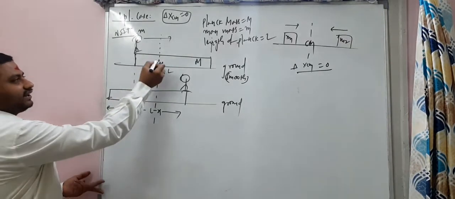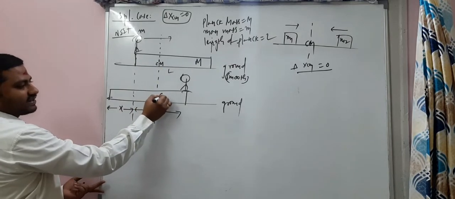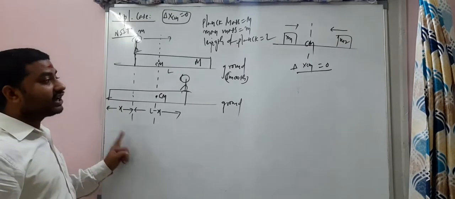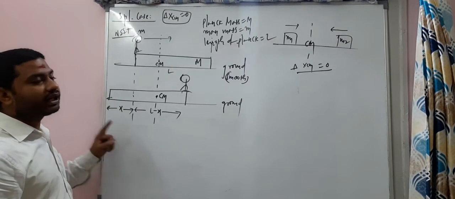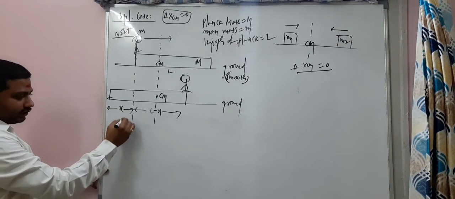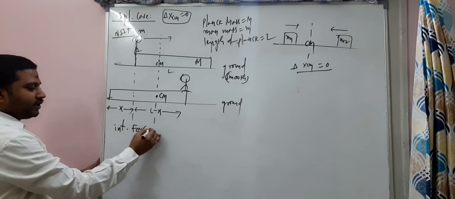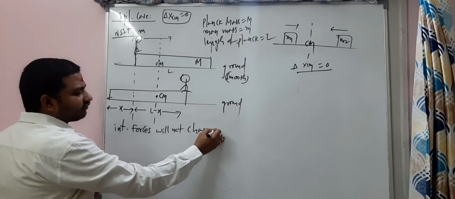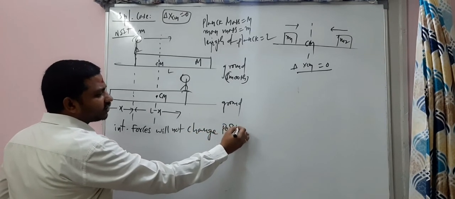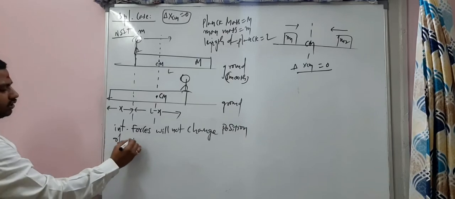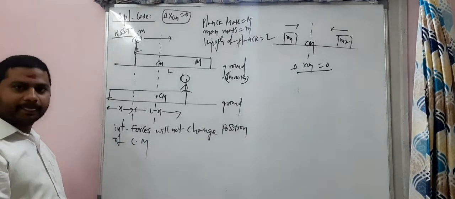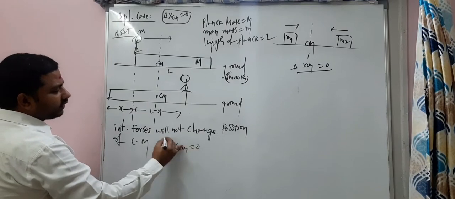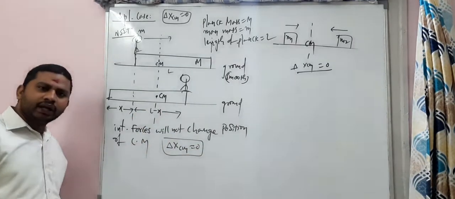Look here, center of mass and center of mass. The center of mass position will not change, my dear students, because here there are only internal forces acting. Internal forces will not change the position of the center of mass. So that's the reason delta XCM is 0. Will you agree with that, everybody?